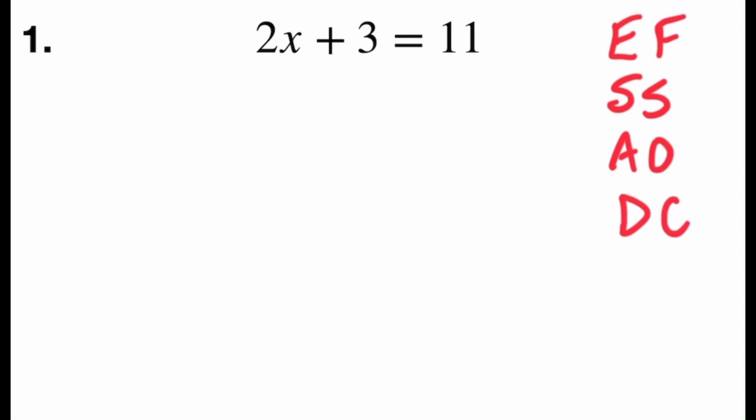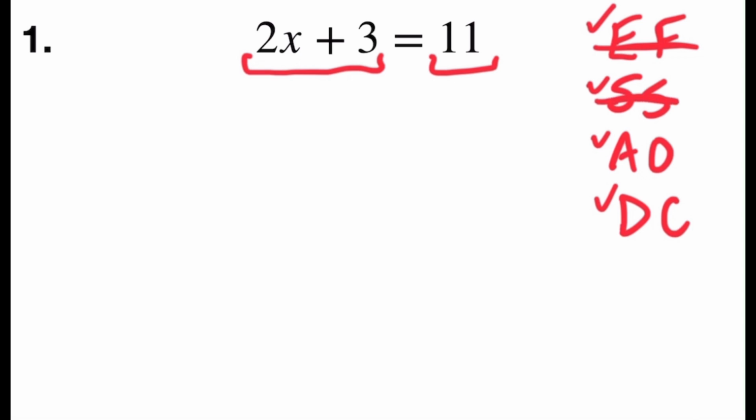And that stood for step 1, eliminate fractions, step 2, simplify sides, step 3, add opposites, and step 4, divide by the coefficient. So we'll go through each step. First, I notice there's no fractions in the problem, so that step is finished. If I look at the left side and the right side of the equation separated by the equal sign, both sides are simplified, so that step is done.